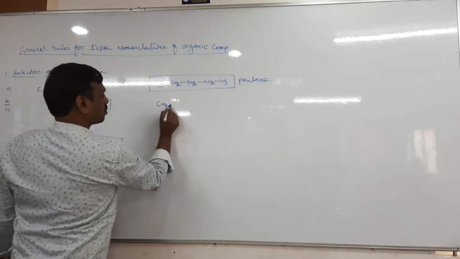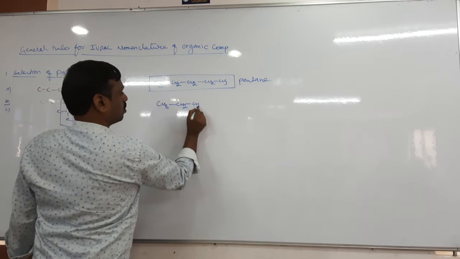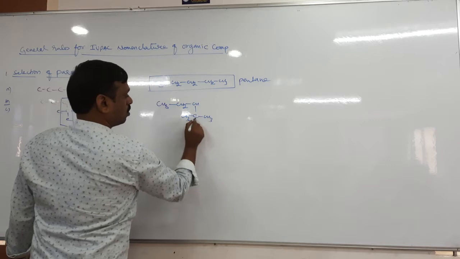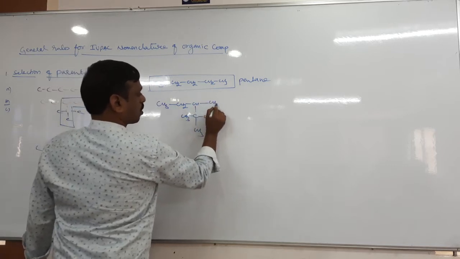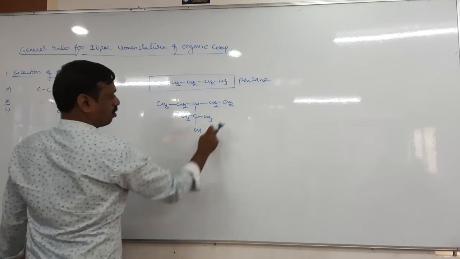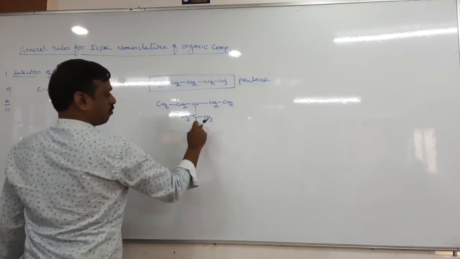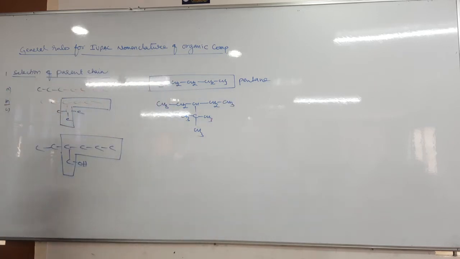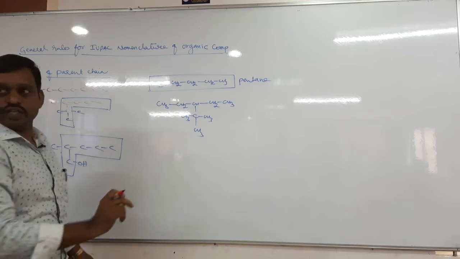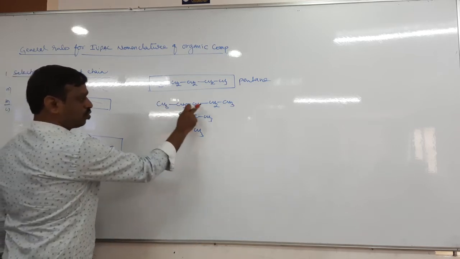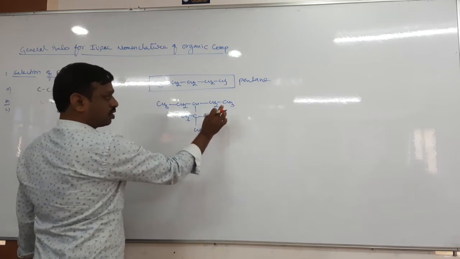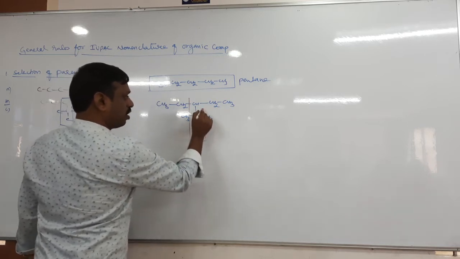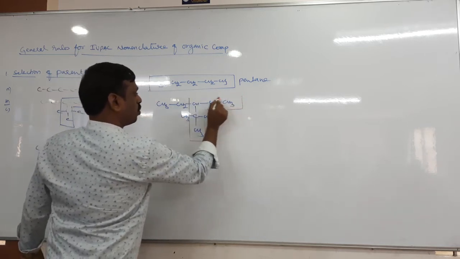Example, 1, 2, 3, 4, 5. What is the IUPAC name for this? First, select the parent chain. Which is the parent chain here? If you take the straight chain, it is 5 carbons, 1, 2, 3, 4, 5. Therefore, select the parent chain which has the maximum number of substituents.